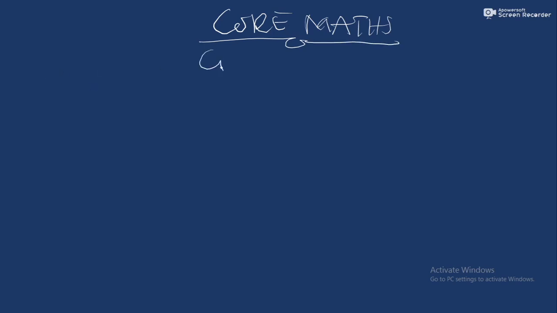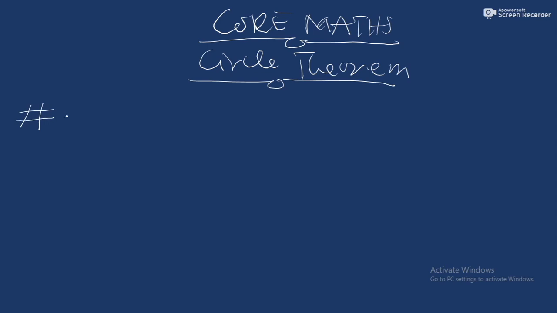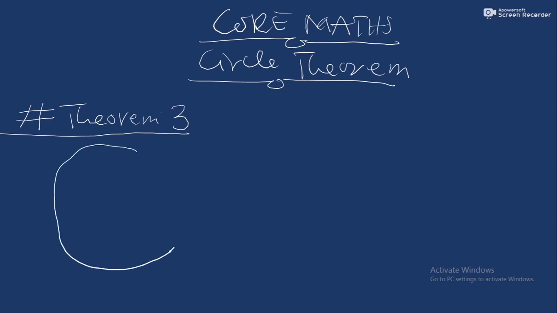So still circle theorem. So this will be Theorem 3. Let's look at what the theorem says. So we have our circle. This is our circle. Then we have a chord here.